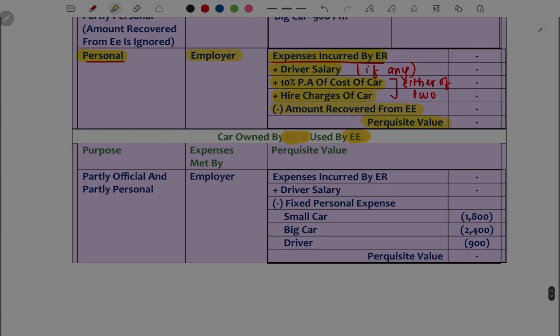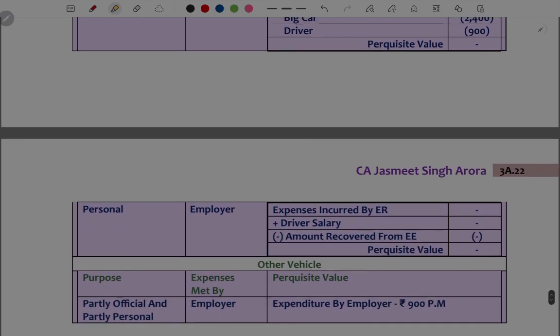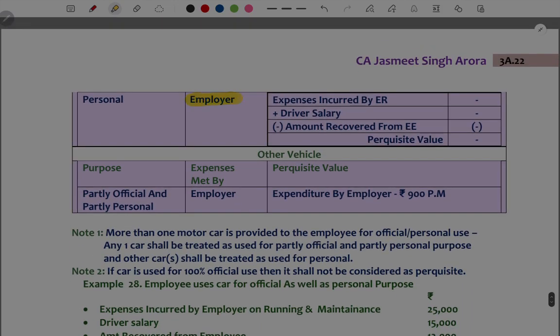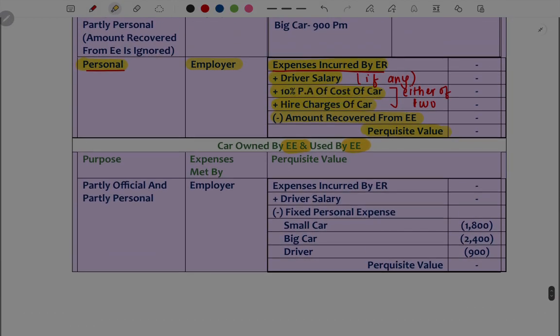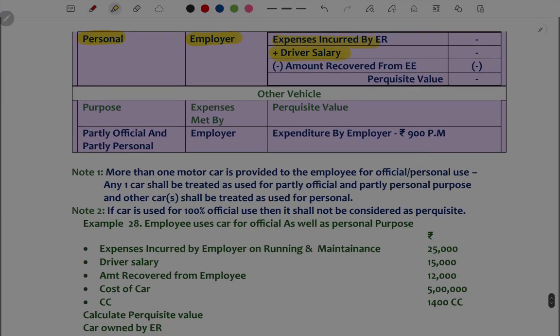Alright. The car is owned by the employee and used by the employee himself, expenses are made by the employer, and the car is used for personal purpose. Then the expenses incurred by the employer, like the driver salary, will count. Here the hire charges, the technical cost of the car, will not come. Why? Because the car is owned by the employee himself. The only thing is the expenses incurred by the employer, we will see driver salary if any, and then the amount required, that would be the perquisite value.